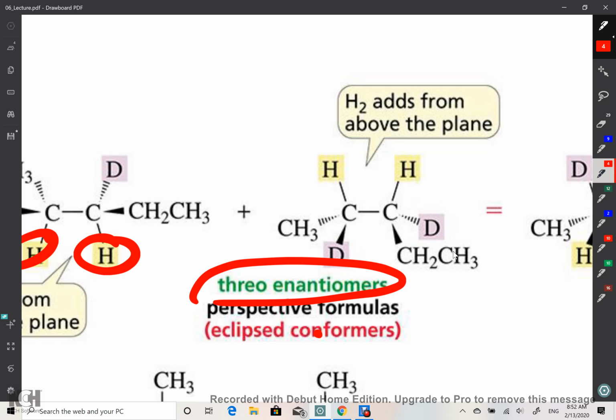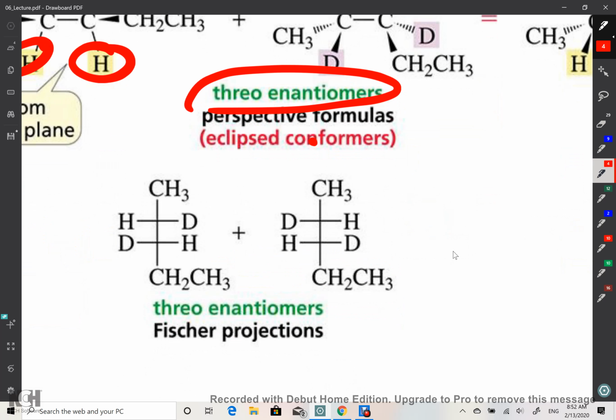And you can easily see that threo by looking at the Fischer projection. On the Fischer projection, one of the hydrogens will be on the left and the other one will be on the right. Does that make sense? That's the meaning of threo. Threo, one is on the left, the other one is on the right. Erythro, they are all on the same side, either all on the left or all on the right. Does that make sense?